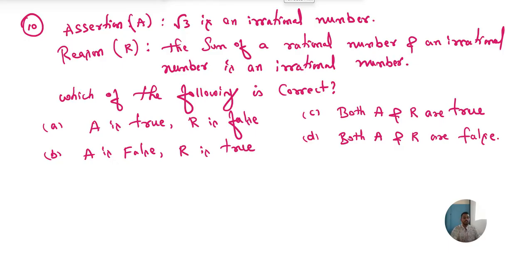Here assertion is telling root 3 is an irrational number. He is giving the reason. The sum of a rational and irrational number is an irrational number. Is it correct? Is it the correct answer for the given question? Assertion is question, reason is answer. अब ये जो सवाल पूछा है उसका ये जवाब करेक्ट है?